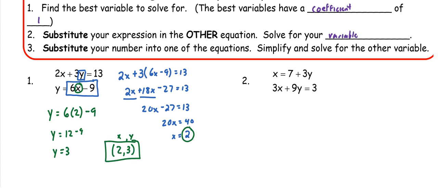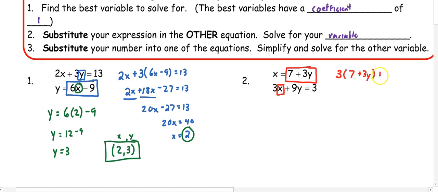Number 2, we have x equals 7 plus 3y and 3x plus 9y equals 3. This time we have an x equals. So we're going to box what x is equal to, and we're going to substitute it for x in the other equation. We now have 3 parentheses 7 plus 3y plus 9y equals 3. Everything else stayed the same except we replaced x with what we boxed.